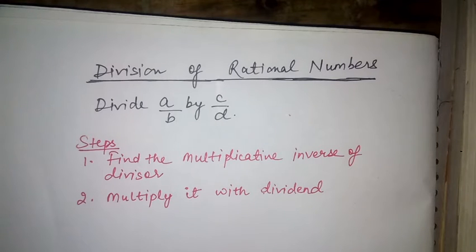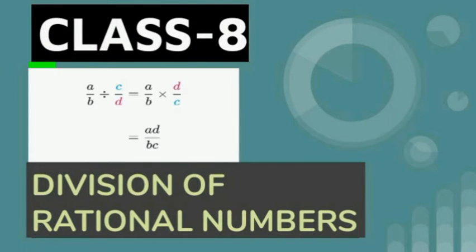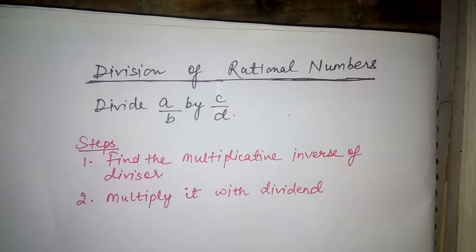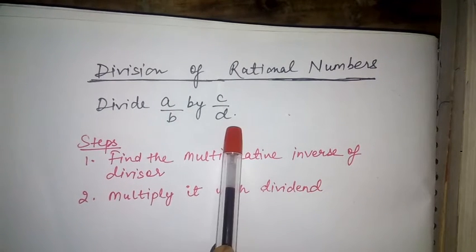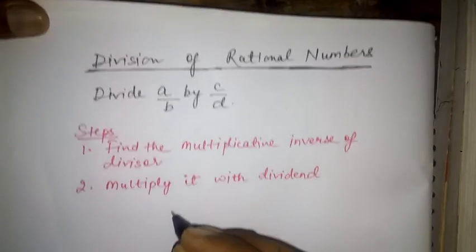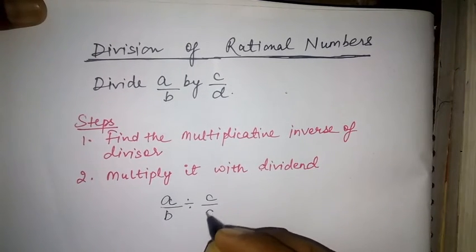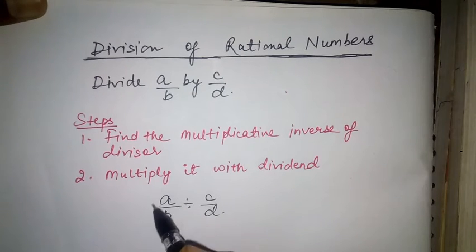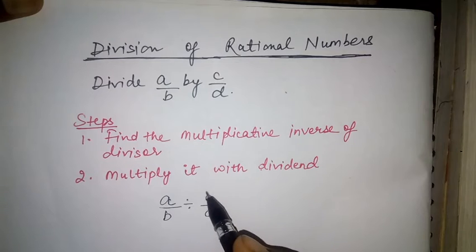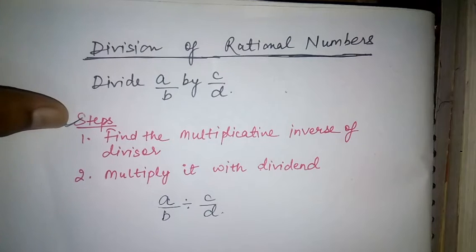Students, today we are going to deal with division of rational numbers. Suppose we have two rational numbers a by b and c by d, and we have to divide a by b by c by d. Then in that case, a by b is divided by c by d. We know that this a by b term is known as dividend and this c by d term is known as divisor. So what are the steps to perform the division?